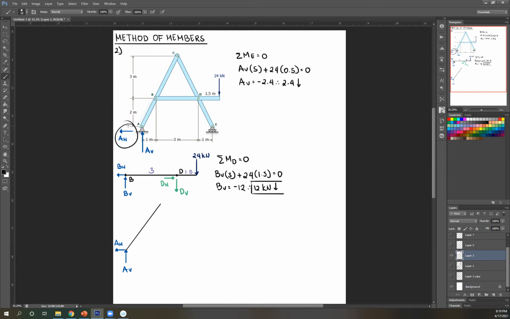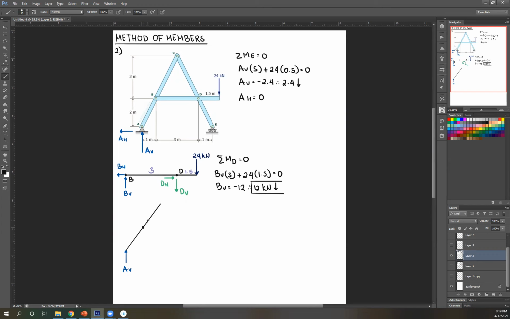Therefore, AH is 0. Now, it's a different story if this is also a hinge. That means there's going to be a value for AH. But since this is a roller, there's no horizontal reaction here. AH is 0. So you can draw that or you can ignore that since there's no value. Now you just have AV. Next, you have your B here. Now remember what I said earlier.